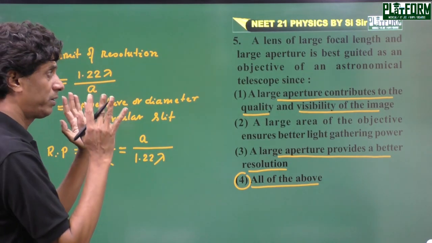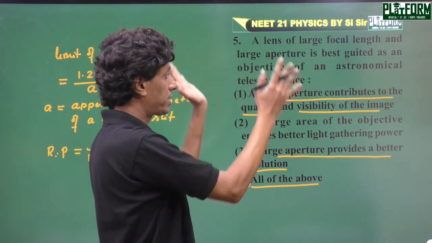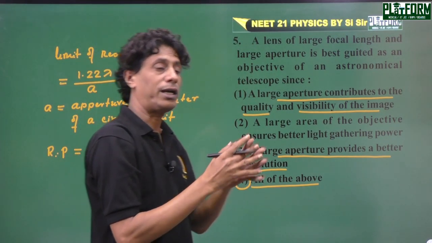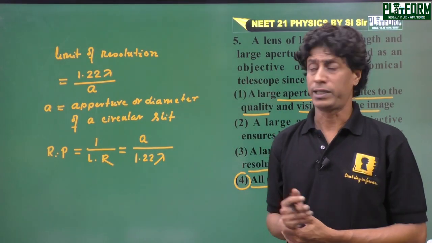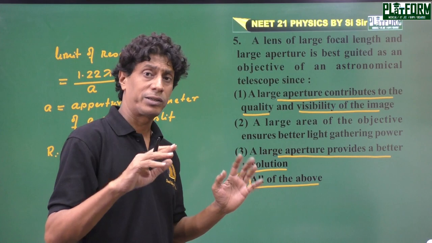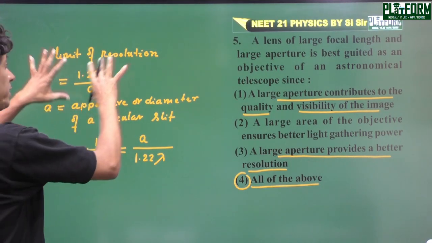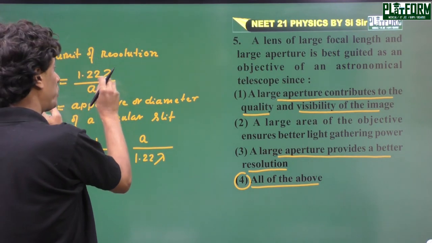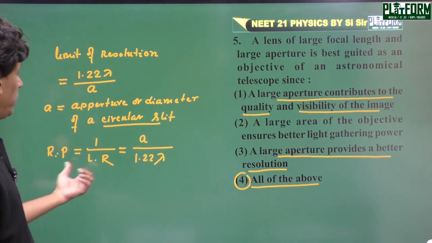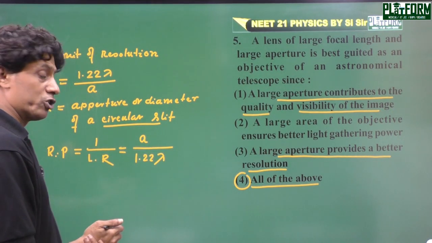So simple questions, based on concepts. You just have to keep in mind the structure of the telescope: objective and eyepiece. The objective has larger focal length and larger aperture than the eyepiece in the case of a telescope, while in the case of a microscope, the focal length of the objective is less than the focal length of the eyepiece. And in the chapter on diffraction, we get the resolution of optical instruments and limit of resolution, 1.22 lambda by a, actually for a circular slit, and resolving power is the reciprocal of limit of resolution. So if the aperture is more, we get better, larger resolving power. Next problem.